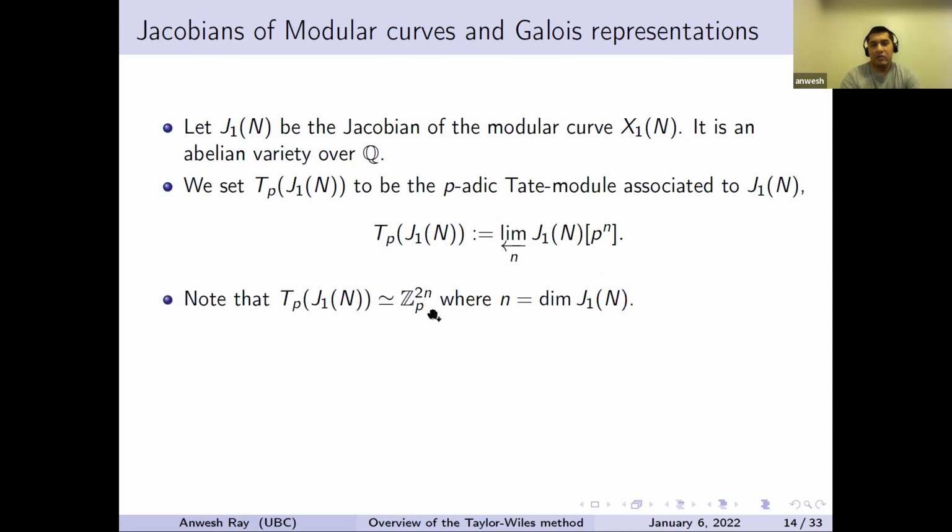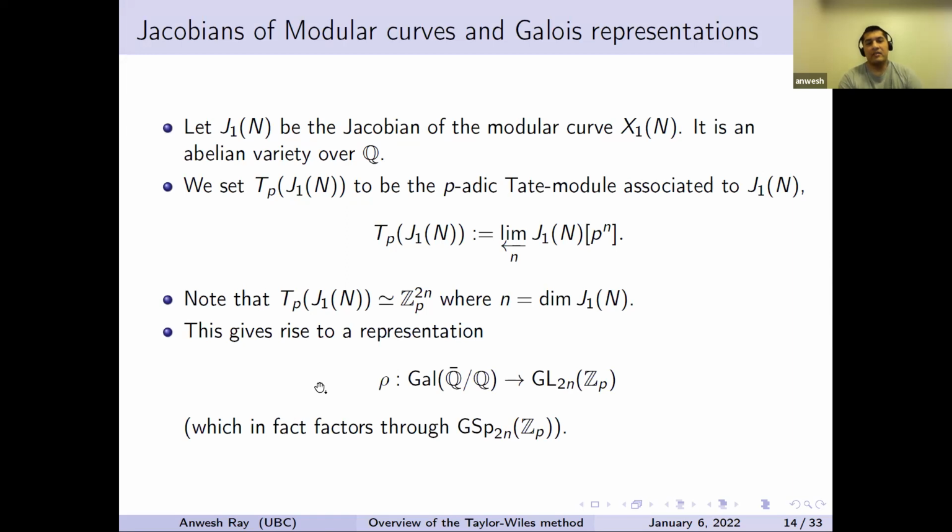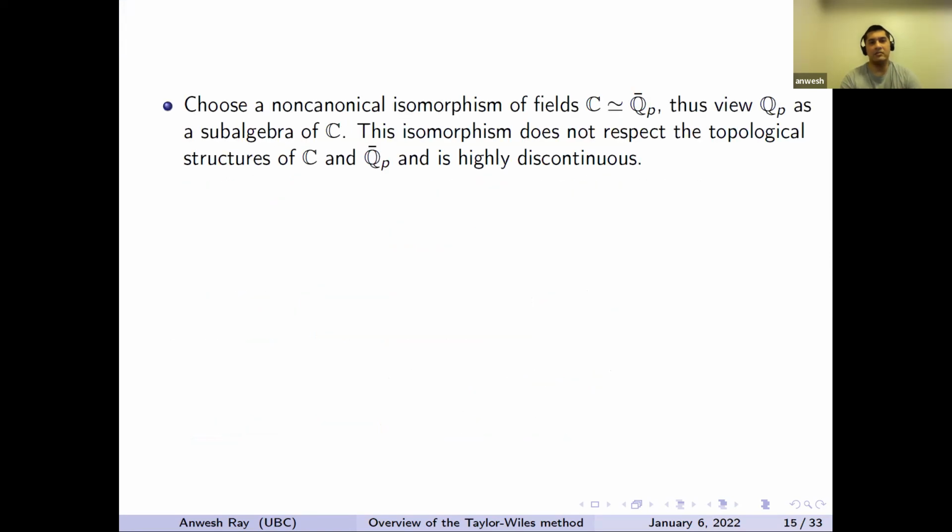Now the Tate module is a free Z_p module of dimension 2g, where g is the dimension of this Jacobian. Once again, the absolute Galois group acts on this lattice, this 2g dimensional lattice, and gives rise to an integral representation, a homomorphism from the absolute Galois group to GL_2g of Z_p. So we have this large representation, but the point here is that this representation decomposes into smaller representations. And those are the representations that arise from modular forms of weight 2.